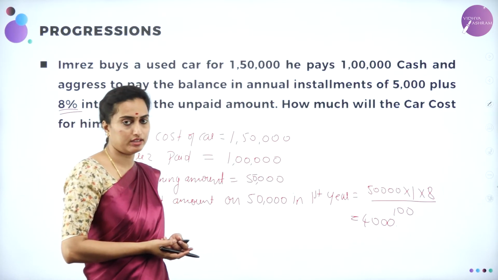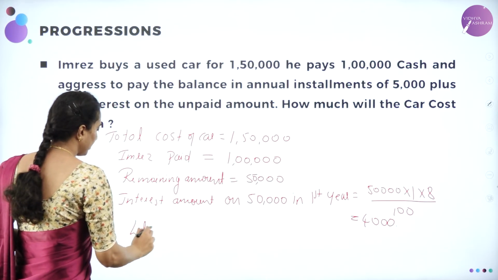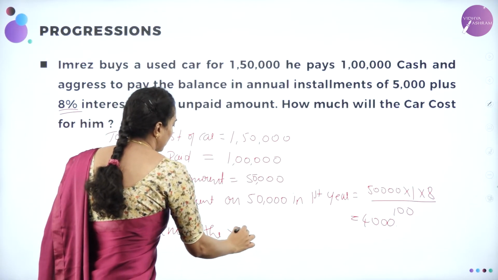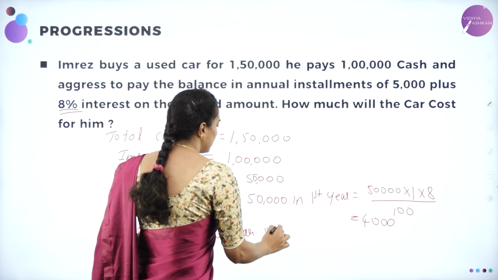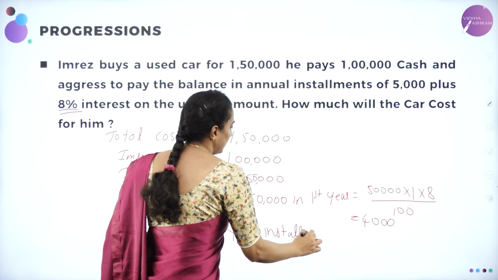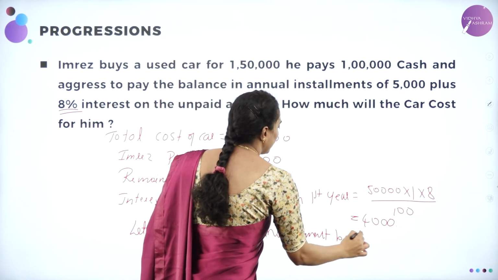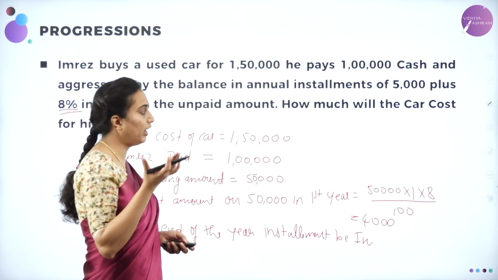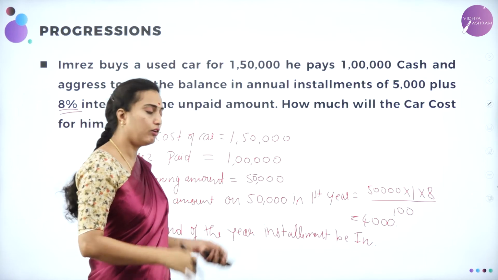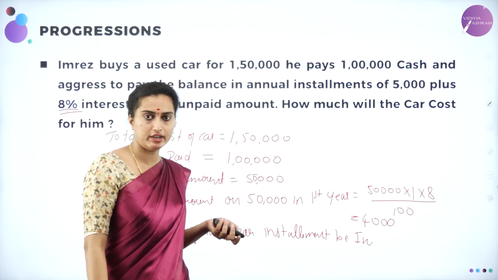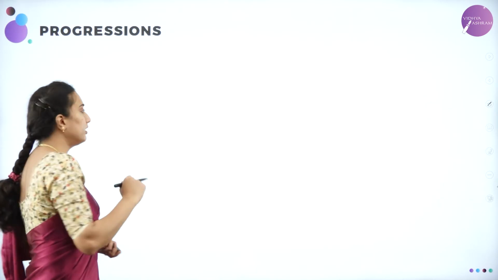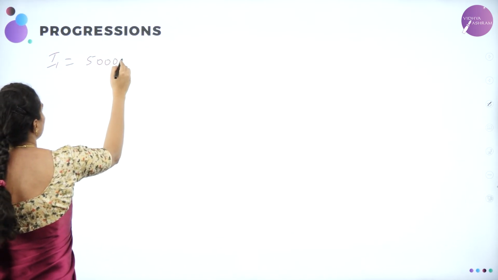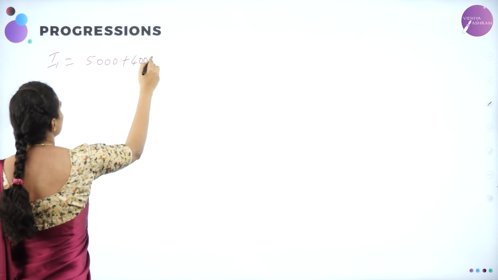Now here I am taking, let the first installment be I1 and let the end of the year installment be IN. So what is I1? I1 is you are going to have the interest amount of 4,000 with the first installment, right? Therefore, I1 is the first installment 5,000 plus 4,000 as interest, which will give you 9,000.